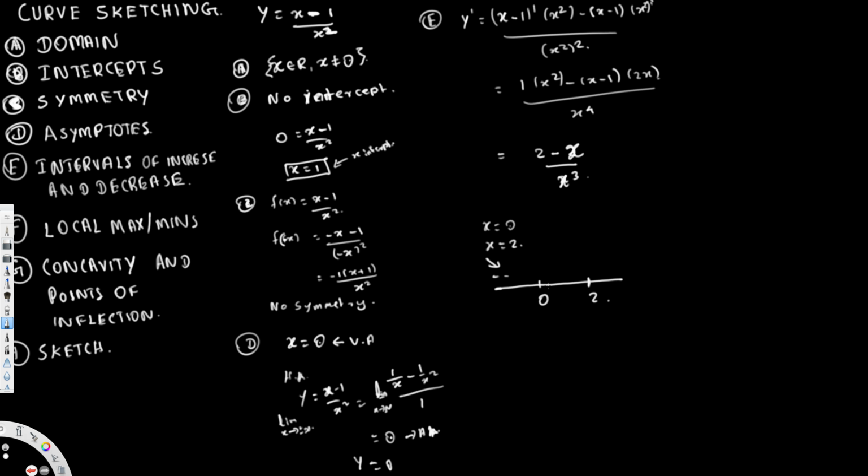And then if I pick a value between 0 and 2, let's say 1, then 2 minus 1 is a positive number divided by a positive number, that's a plus, so that's increasing.